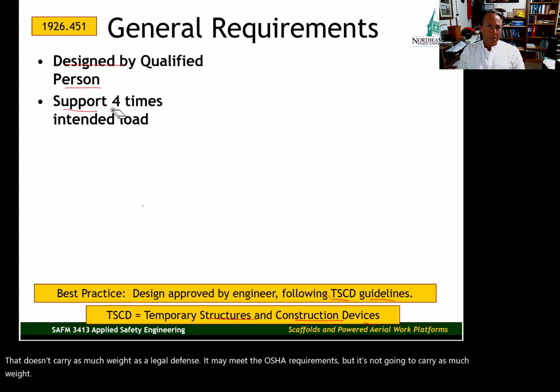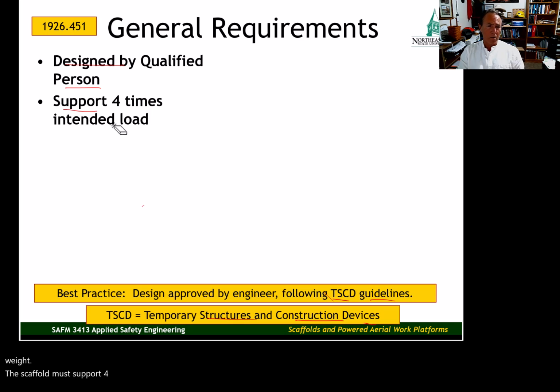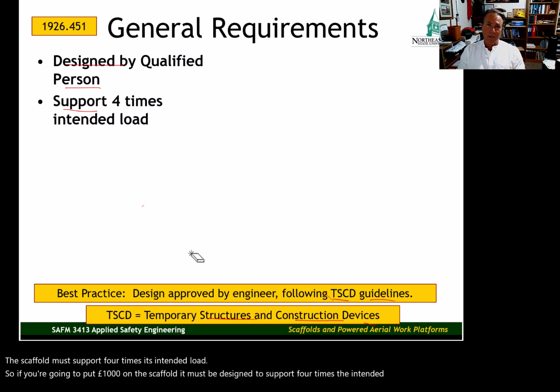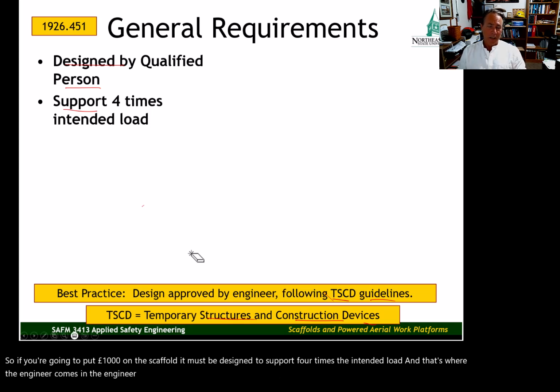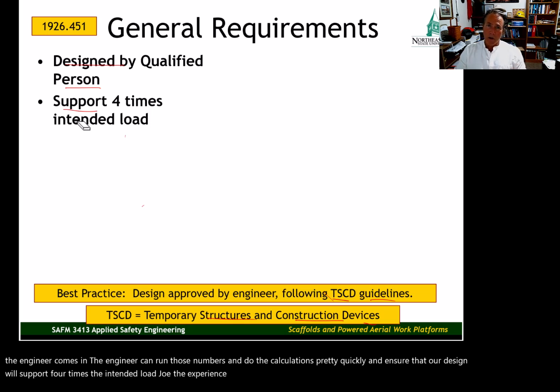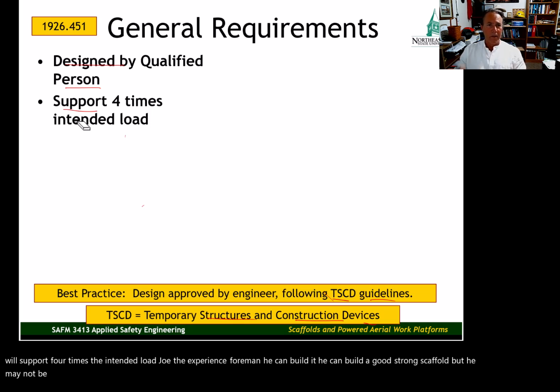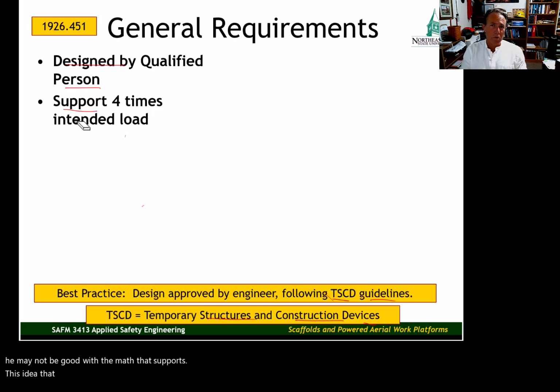The scaffold must support 4 times its intended load. So if you're going to put 1,000 pounds on the scaffold, it must be designed to support 4 times the intended load. And that's where the engineer comes in. The engineer can run those numbers, can do the calculations pretty quickly, and ensure that our design will support 4 times the intended load. Joe, the experienced foreman, he can build a good strong scaffold, but he may not be good with the math that proves that it supports 4 times the intended load.